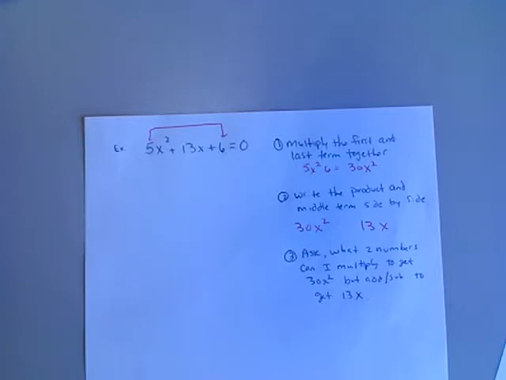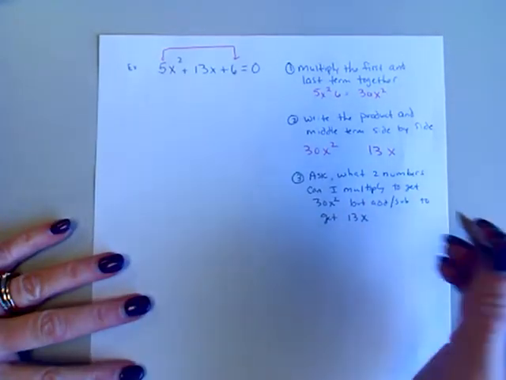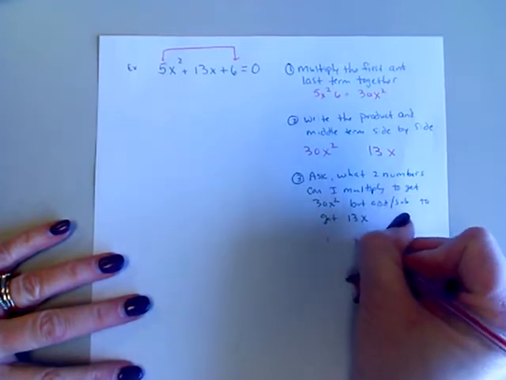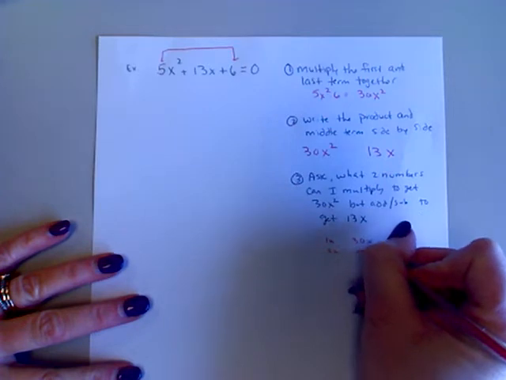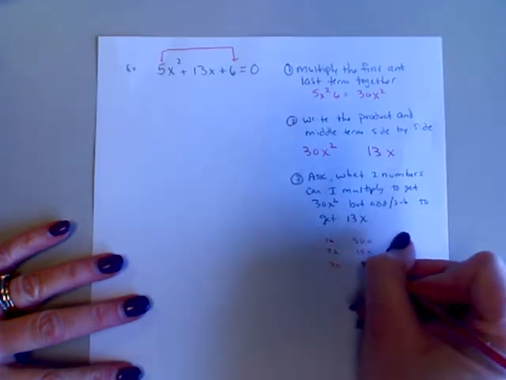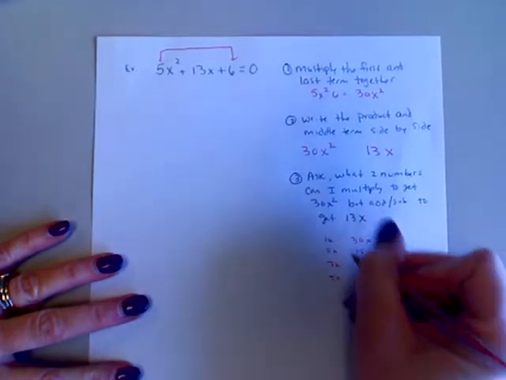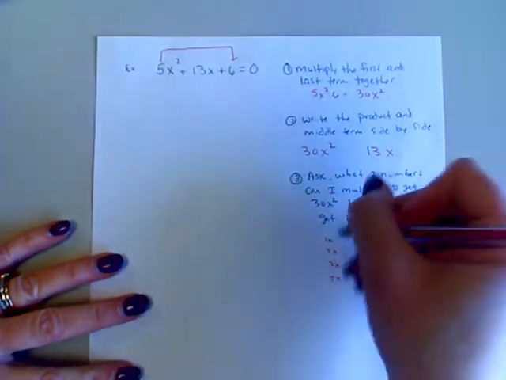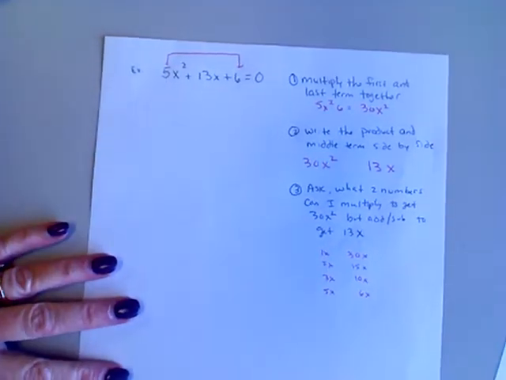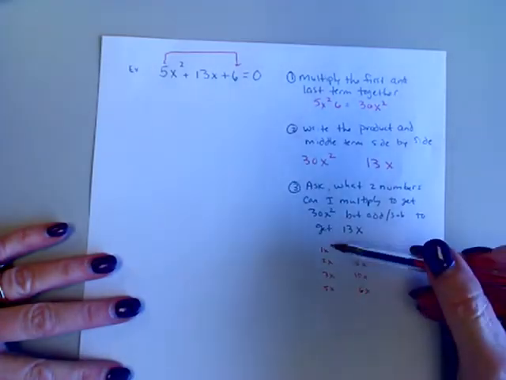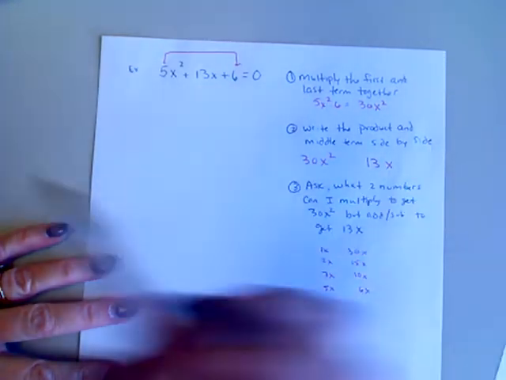So that's where you list out the factors again. I'm going to show you real quick. 1 times 30 is 30, or 1x and 30x, 2x and 15x, 3x and 10x, 5x and 6x. These are the factors of 30x squared right here. Everybody understand that? And I'm not going to list these out every time. You need to find the set that when you multiply will give you 30x squared, but when you add will give you 13x.